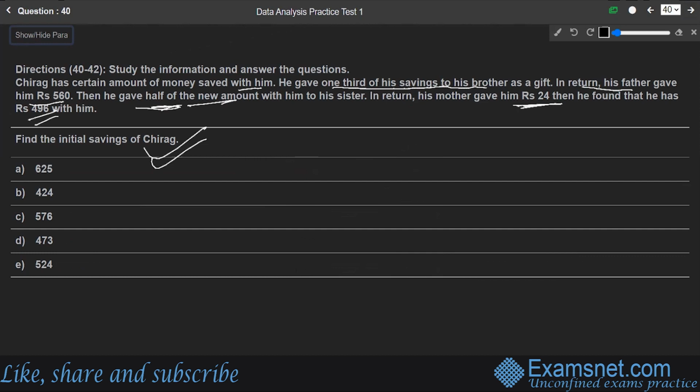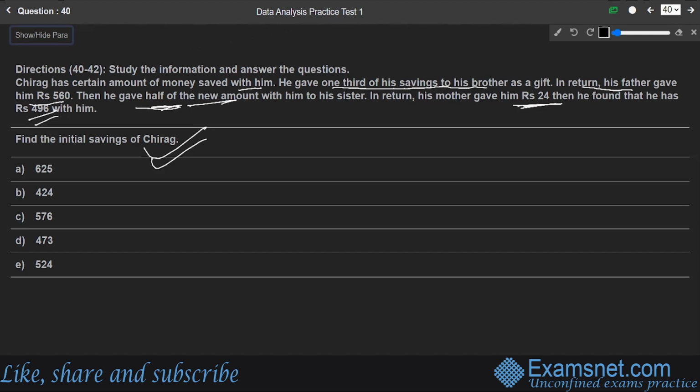So we can do this question by assuming the initial saving first, and then keep on applying whatever he's giving to the other member, which we'll subtract from the initial one, and whatever he's receiving from another member, we will add to the previous one. This is how we can calculate the things. So let us try this out.